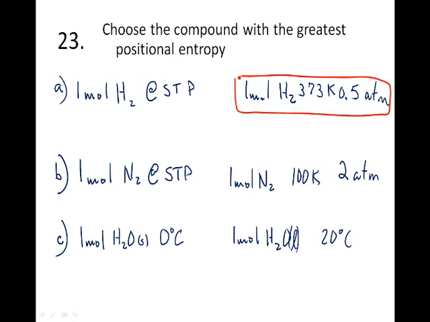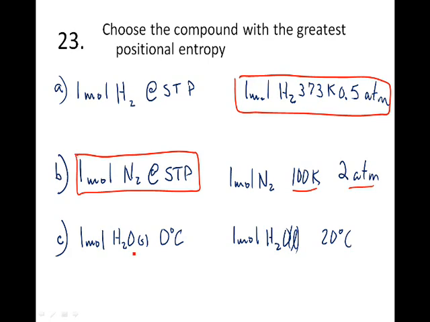In B, we have 1 mole of nitrogen at STP and 1 mole of nitrogen at less than STP. So this is lower temperature, higher pressure. Well, lower temperature and higher pressure means the particles are going to be pushed closer together. They're not going to occupy as many positions. Lower temperature means the particles are not moving as fast. So here in B, this will have the greater positional entropy.